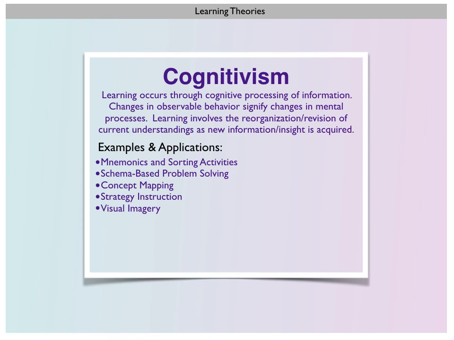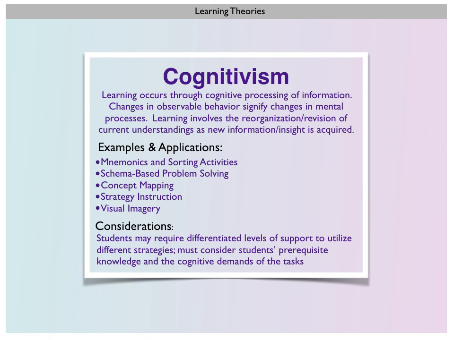that help the learner reorganize their existing schema, like schema-based problem solving, using concept maps or other graphic organizers. We could also use explicit strategy instruction or provide visual imagery to help students understand concepts. Some considerations with cognitivist approaches are that some students may require differentiated levels of support to utilize different strategies. Teachers must consider students' prerequisite knowledge and the cognitive demands of the tasks to provide appropriate scaffolds and supports.